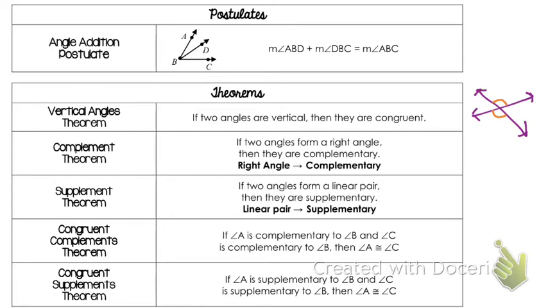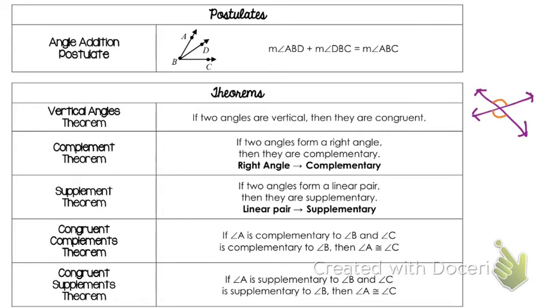Supplement theorem. If two angles form a linear pair, they add up to what? 180. So if they form a linear pair, then they have to add up to 180, so then they're supplementary. It's kind of like you're skipping the middle step in both of these. So this is the supplement theorem. If they are a linear pair, then they're supplementary.